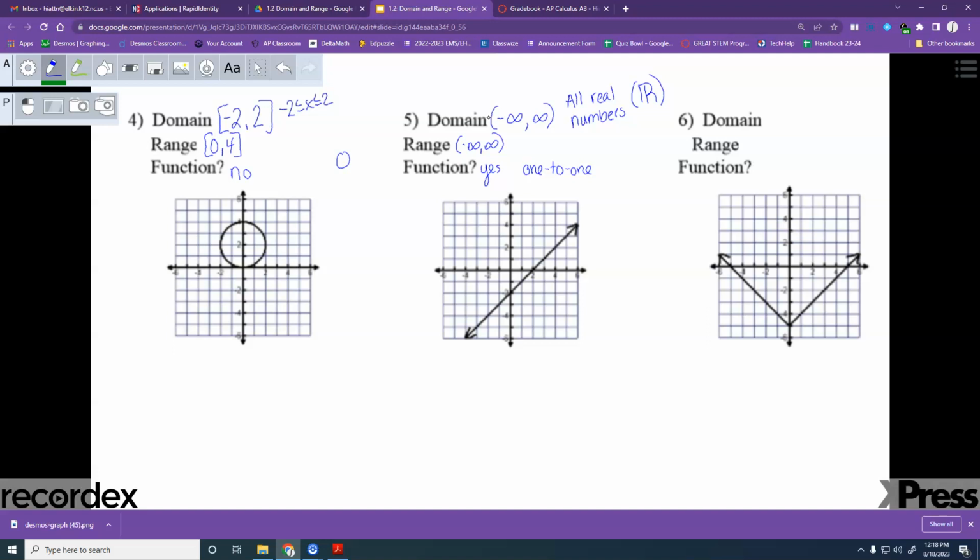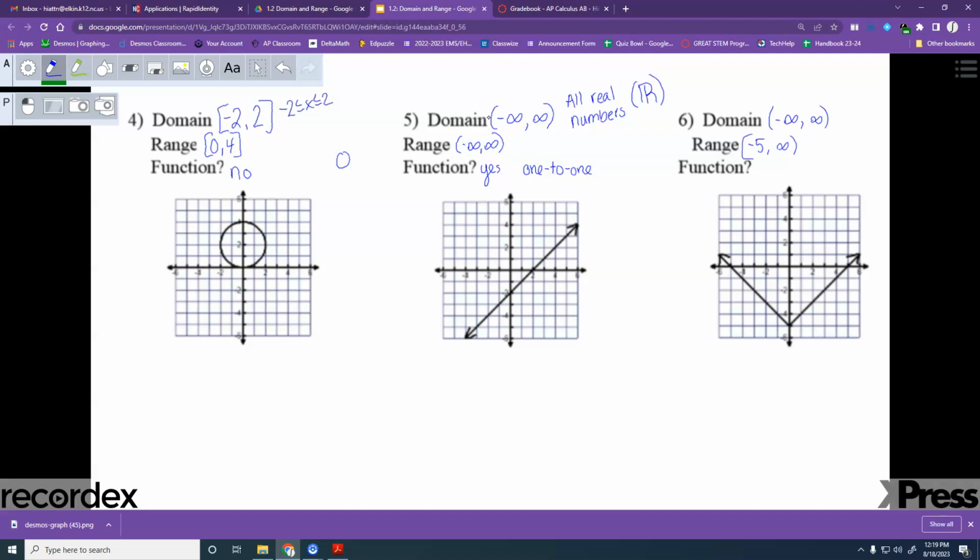Okay, all right. Let's see. Who can help me with number 6? Anybody want to try? What do you think, Paloma? Okay, perfect. That is your domain. That is great. Range? Wonderful. Infinity always has to have a parentheses. What do I need with the -5? A bracket or a parentheses? Okay, bracket. Very good.